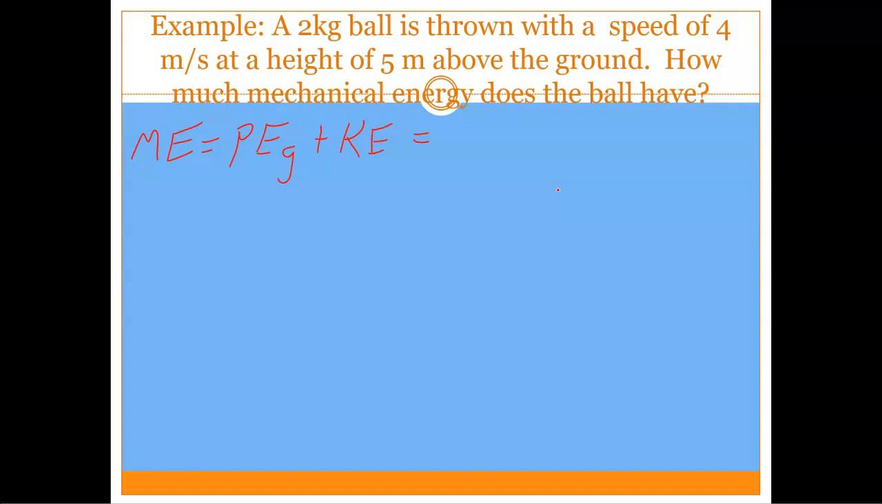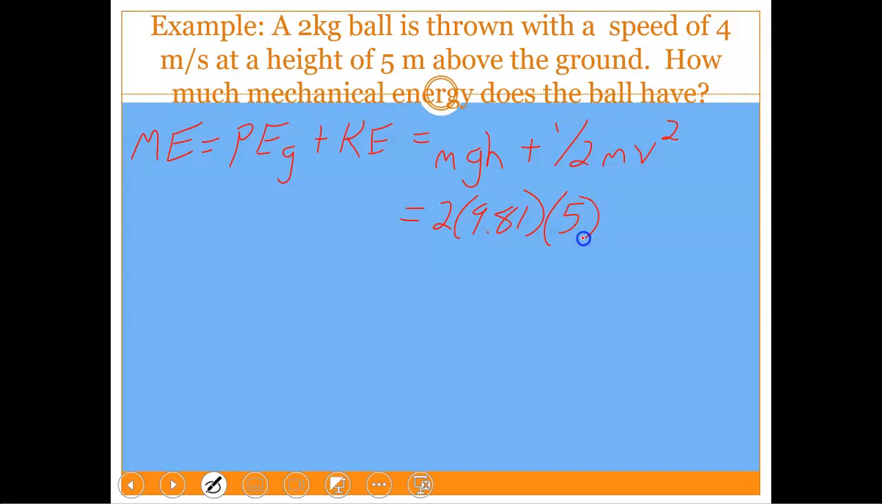So now we're going to replace both of these with their formulas. We've got mgh plus 1/2 mv squared. The mass is 2 times 9.81, times the height, which is 5, plus half times 2, the mass, times the speed, which is 4 squared. And then we just plug it all in, and we get 114.1 joules.